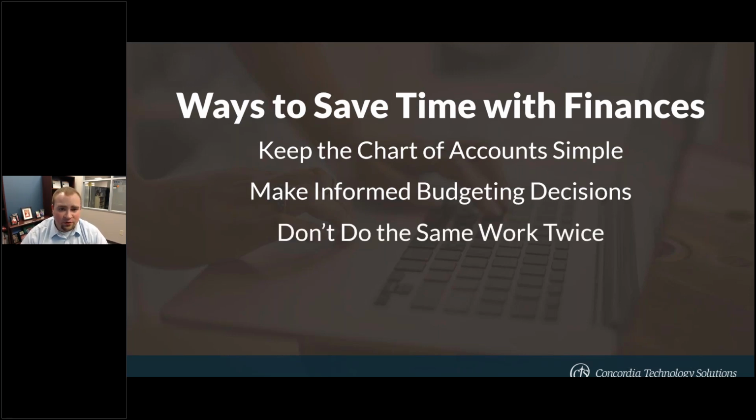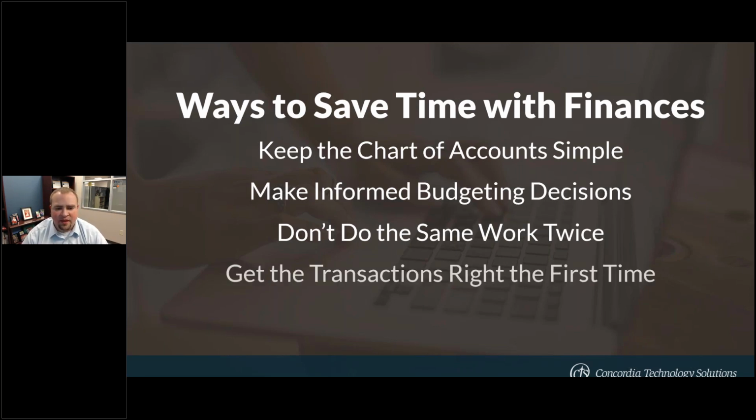Don't do the same work twice. This is not just a principle that you want to apply to finances. Really, you want to apply that in all areas of your life. So I'll show you how we do that in a variety of different ways. Get the transactions right the first time. Journal entries can be difficult to do. If not difficult, they're at least time consuming and unnecessary if we get it right the first time. So we're going to look at how the transaction process works to make sure that everything comes out right at the beginning.